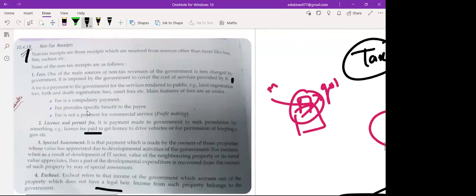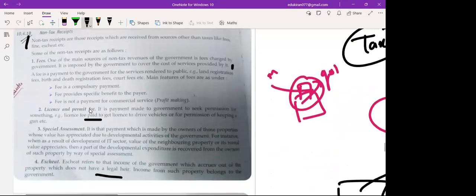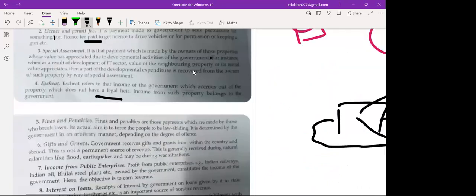Now, I have not written these features. You have not written anything. You will write it now. So now you will put a heading, non-tax receipt. And then till here you will write. And then the sources of non-tax receipt: the first, you will write it here. Second is here. Third here. Fourth here, like this.